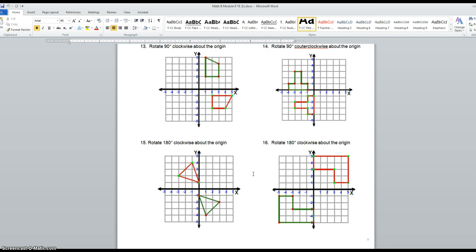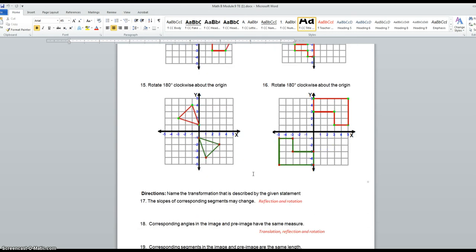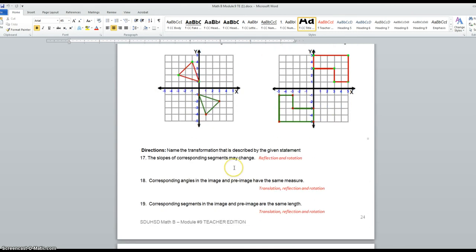Okay, I'm down to about 15-20 seconds here. So I'm just going to give you the answers to these. Ask for help if you need it. The slopes of corresponding segments may change in what kind of transformation? Well, if the slopes are going to change, that means it could be a reflection, like from last night's homework, and a rotation. So if you rotate stuff like 90 degrees, you're going to get opposite reciprocal slopes. And if you reflect it, something that was going uphill is going to be going downhill.